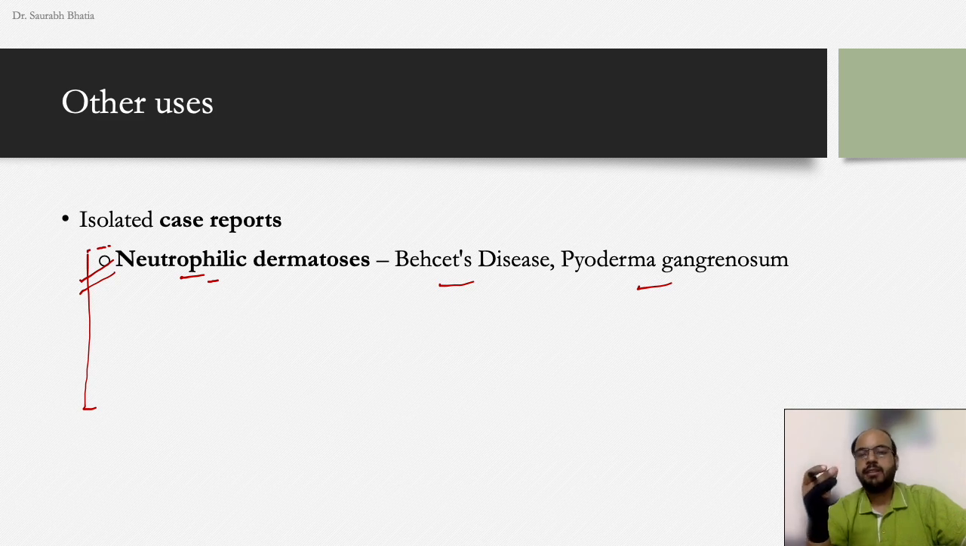Now apart from that, certolizumab is also approved for rheumatoid arthritis, juvenile idiopathic arthritis, and Crohn's disease. So these are the other non-dermatological uses. But in skin, it is approved for psoriasis, psoriatic arthritis, Behçet's disease, and pyoderma gangrenosum.